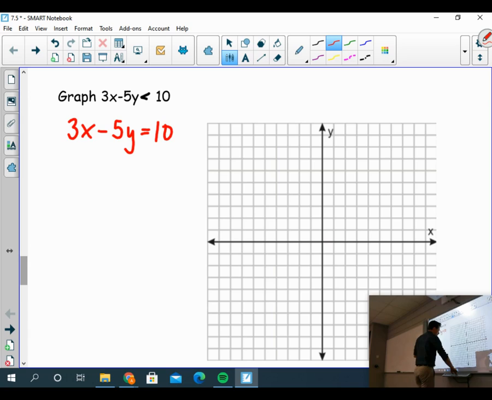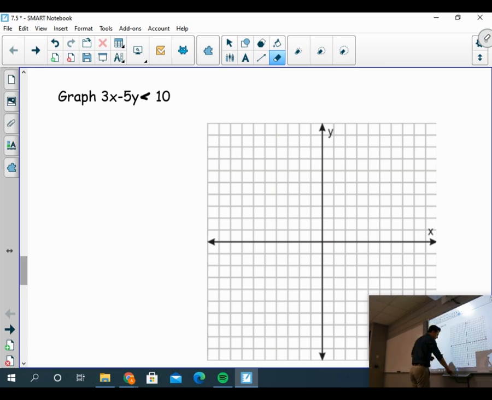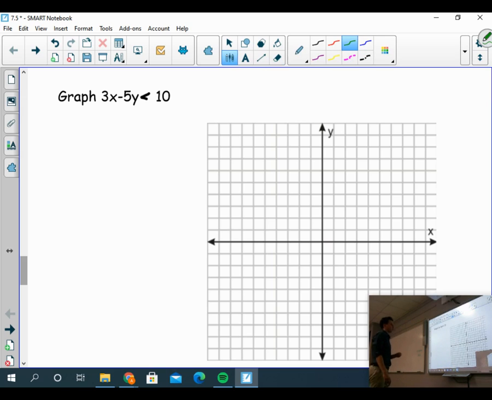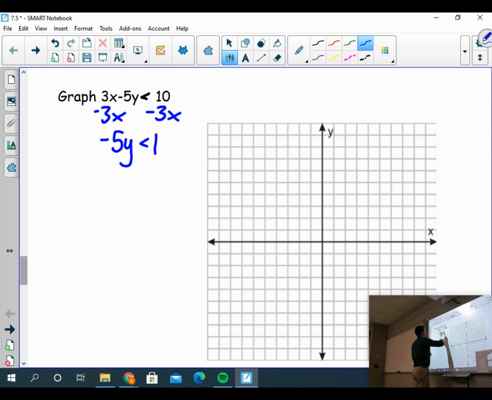I think it's a little bit easier, since most people don't like standard form, to transition this boundary into slope-intercept. So how would we go about this process? How would we change our inequality from standard form to slope-intercept? Well, we need to get y by itself. That's the y equals mx plus b, y is alone, so that's the hallmark of slope-intercept. So to get y by itself, I'm going to subtract 3x from both sides. And I get negative 5y is less than 10 minus 3x.